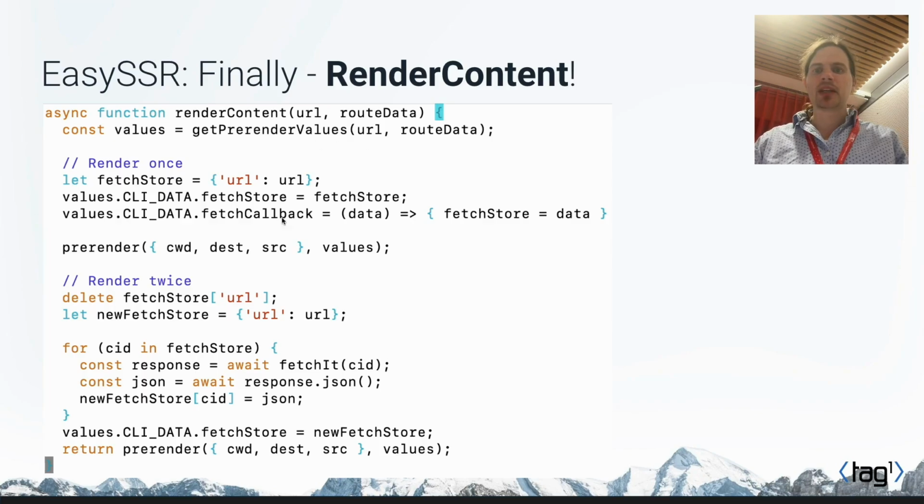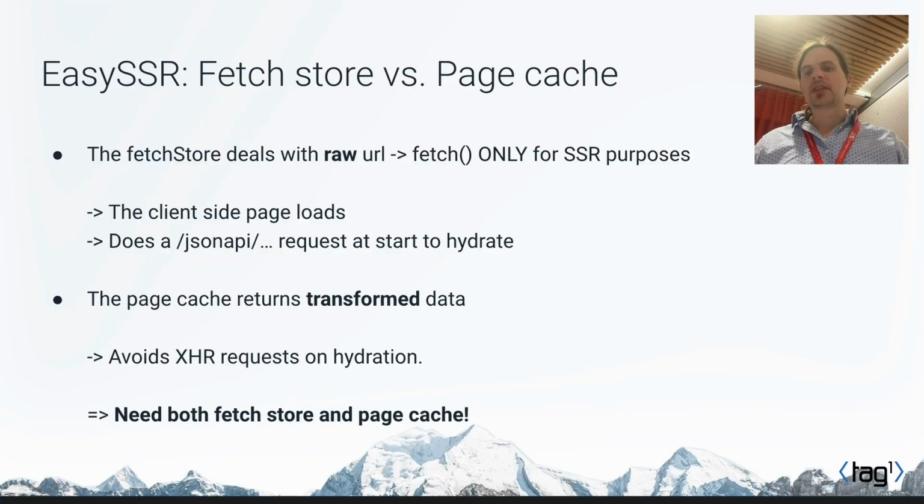And that's how we finally get to rendering content. We are setting up this fetch store, the fetch callback, we render the whole thing, and then for each cache ID in the fetch store, we return the URLs, we set the new fetch store, we pre-render it again, and that's it. And that is essentially what is used in both the pre-render JS and in the server-side rendering JS. Yeah. So is it fetch store versus page cache?